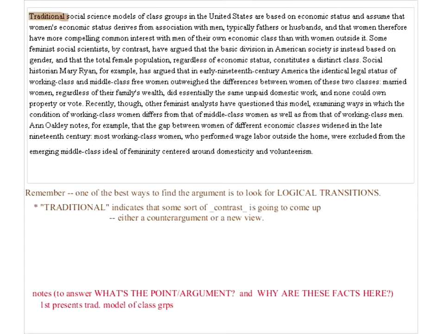Here's a contrast. Some of these people, by contrast, have argued that it is instead based on. So you can pick up from this, this is going to be important. So this is a transition. So notice "some people, by contrast," and "instead." So there's your new view.